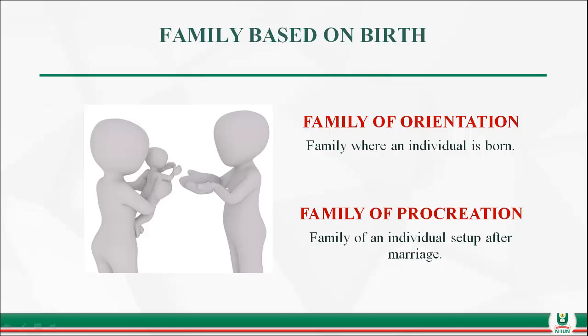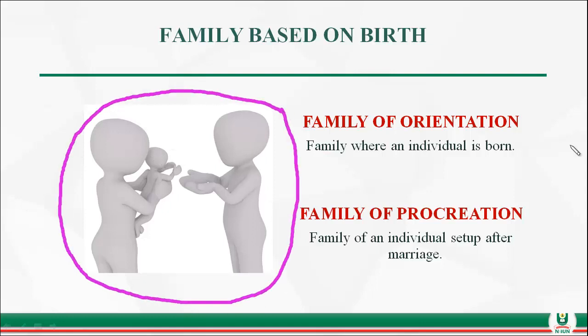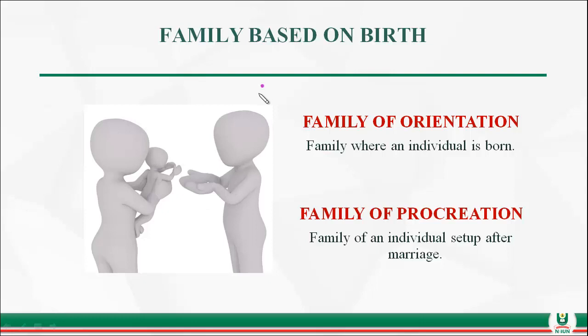Now, family based on birth, we have the family of orientation. All right, this entails the family where an individual is born. For instance, let's say this is a family right here, okay, and this is the man, the husband, and this is the wife. So the individual born into this immediate family, this is his or her family of orientation.